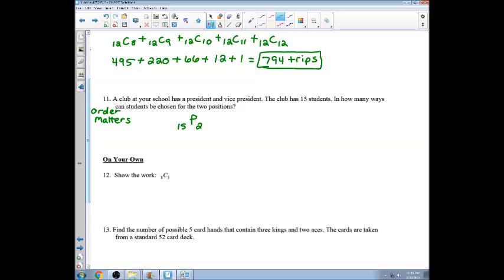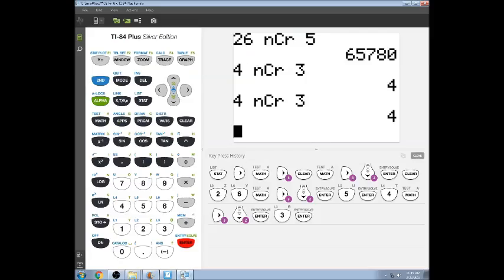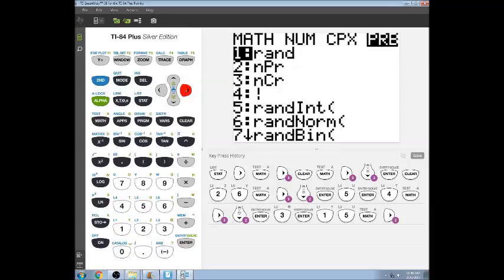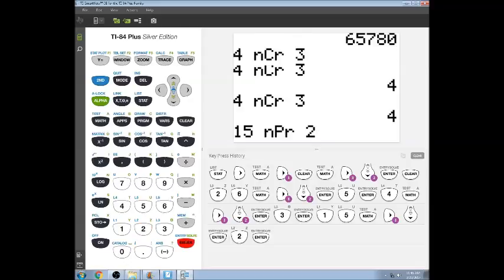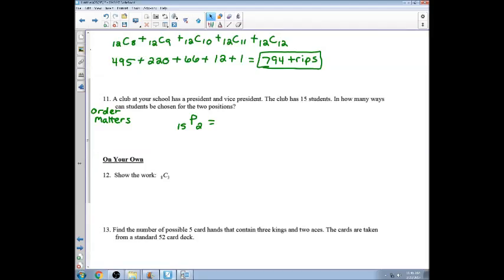We write it just the same as we did for the combinations, right? The whole group comes first, then I have my permutations, then the number of positions I'm looking for comes second, right? Just like with combinations, if I want to use permutations, I can use my calculator. 15 is the number of people. Go to my math button, over to probability, and nPr, how many positions were there? Well, there were 2. Hit enter, find out that there are 210 different ways or permutations to choose the president and vice president from 15 people.